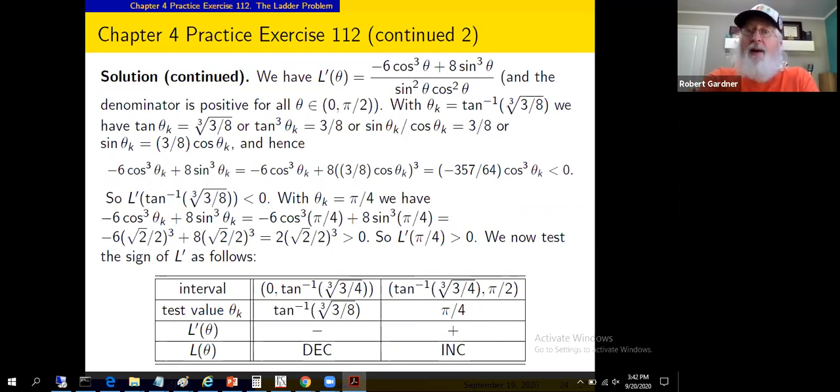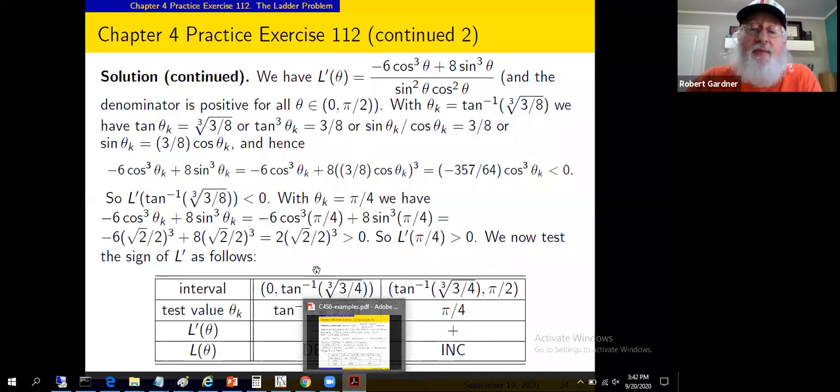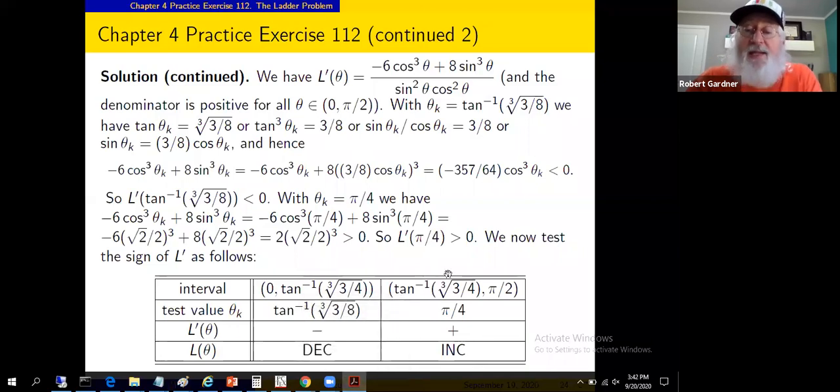Okay, my apologies. This is a standard problem. I'm analyzing it without any intuition and doing all the work. That made the last slide and this slide inordinately complicated with this cube root of 3/4 and cube root of 3/8 stuff.